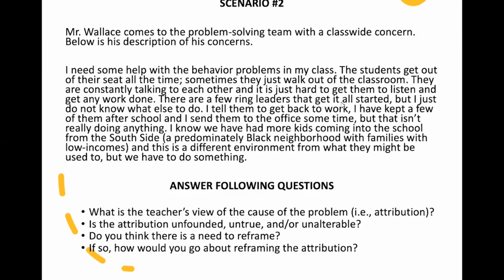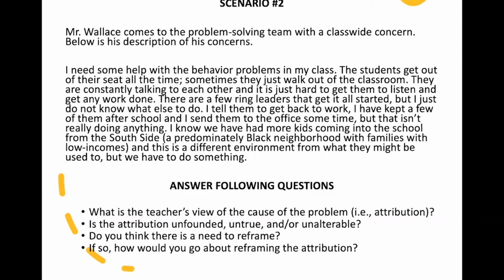Okay, let's look at another example. Mr. Wallace comes to the problem-solving team with a class-wide concern. Below is his description. I need some help with the behavior problems in my class. So this is class-wide. The students get out of their seat all the time. Sometimes they just walk out of the classroom. They are constantly talking to each other and it's just hard to get them to listen and get any work done. There are a few ringleaders that get it all started, but I just don't know what else to do.